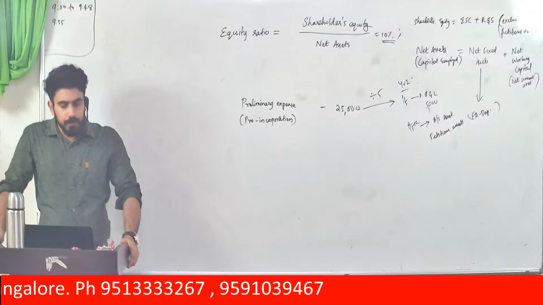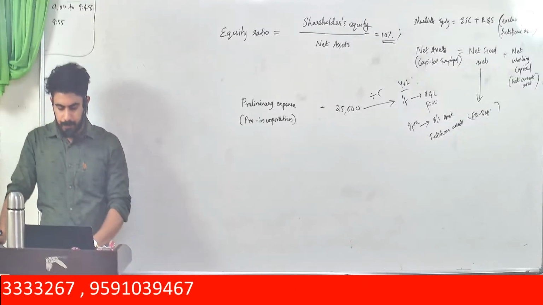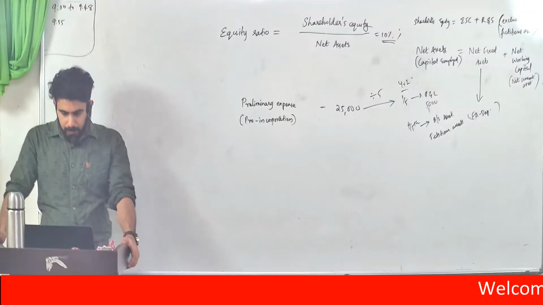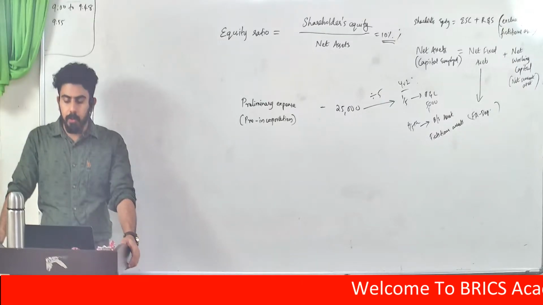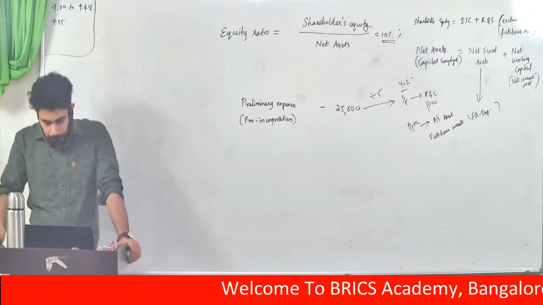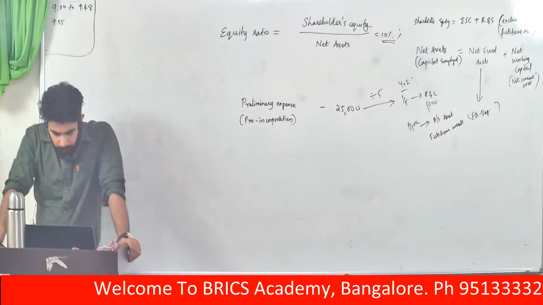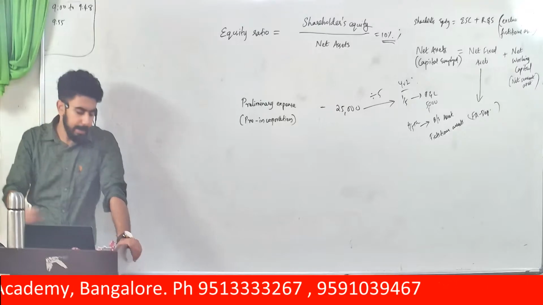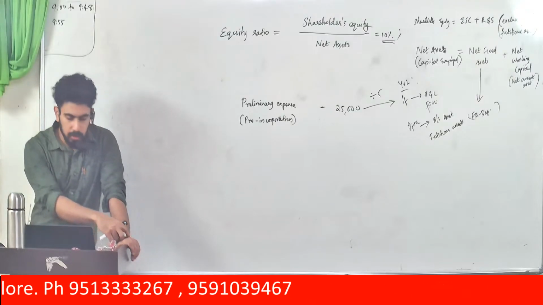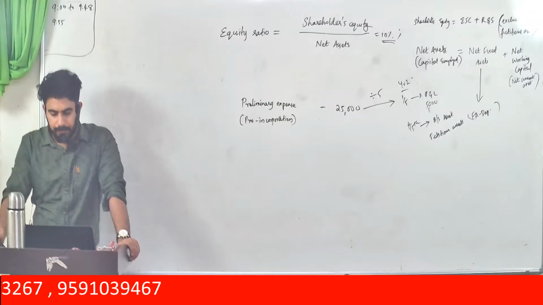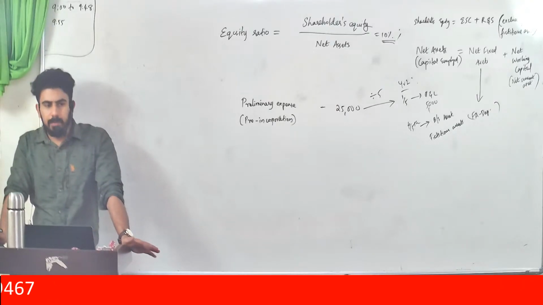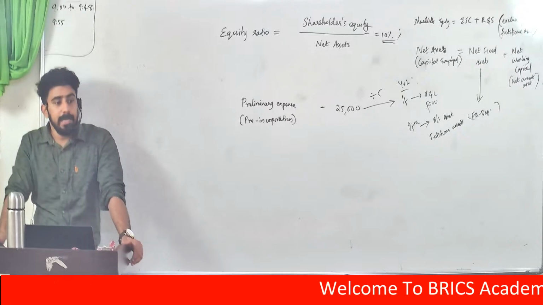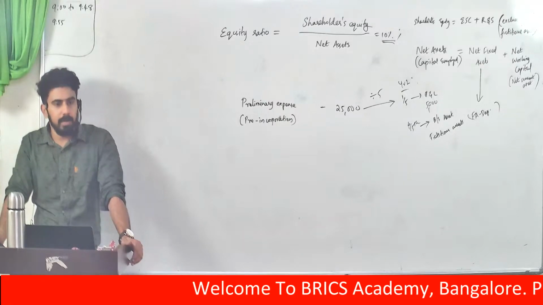Next one, debt ratio. Debt ratio is equal to total debt divided by net assets. Total debt means all debt, short term, long term, everything added. Net assets, you already know what that is: net fixed asset plus net working capital.